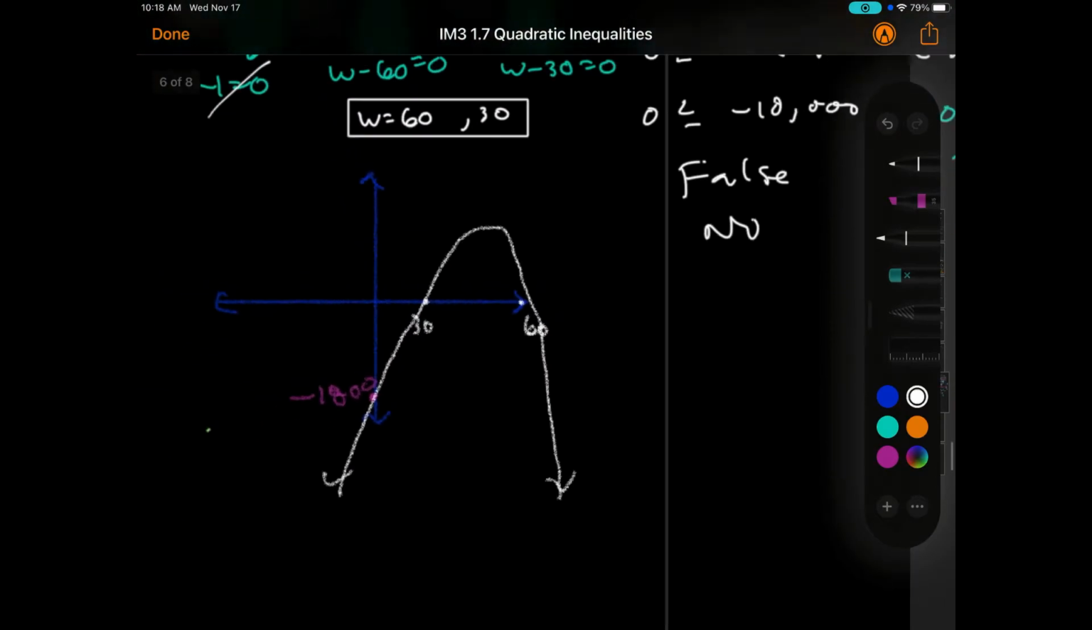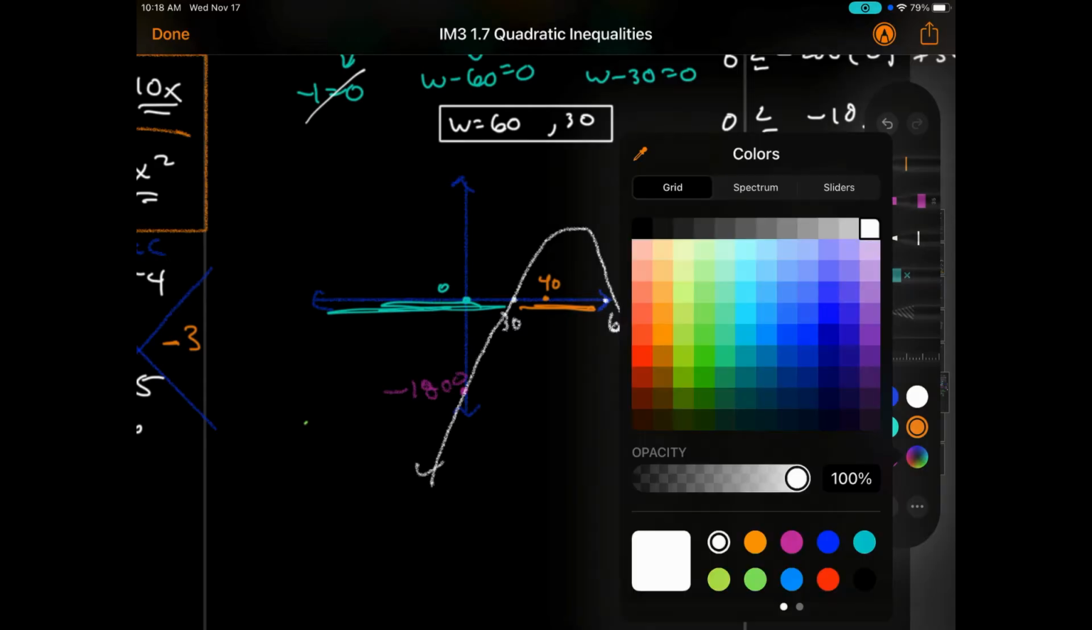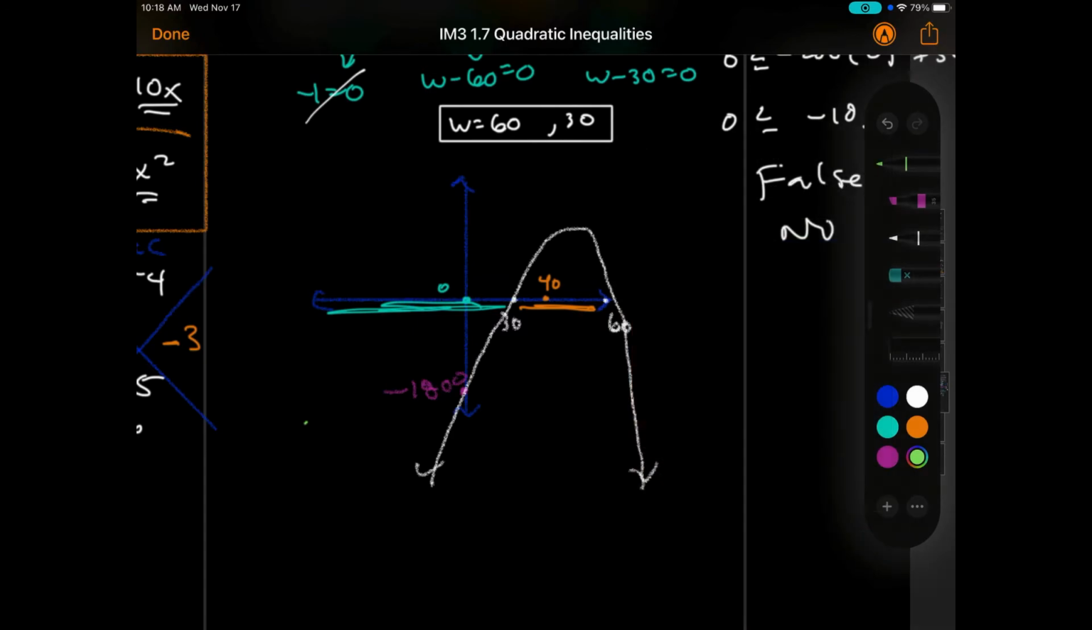Okay, so now I need to test the regions. So let's go ahead and test these regions. So this, I'm going to pick 0. Pick some number in there. Let's pick 40. And a number greater than, you could do like 61 or something like that. What did I just say? 61. Come on.